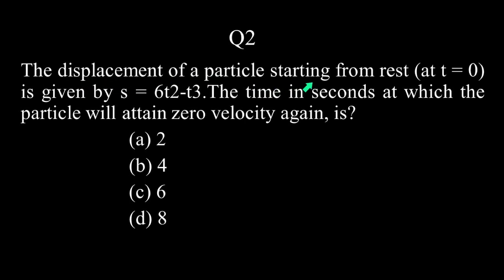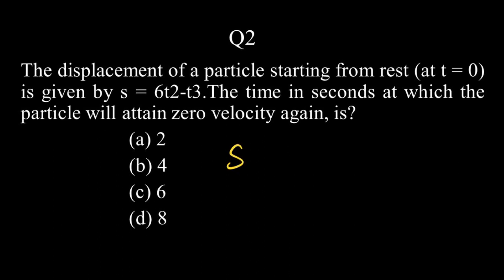The displacement of a particle starting from rest at t equals 0 is given by s equals 6t square minus t cube. Find the time when the particle will attain zero velocity again. Now when the question says again, it basically means that the body was at rest and the velocity was zero. So once again, when would that velocity be zero is the question asked here. Very straightforward question.